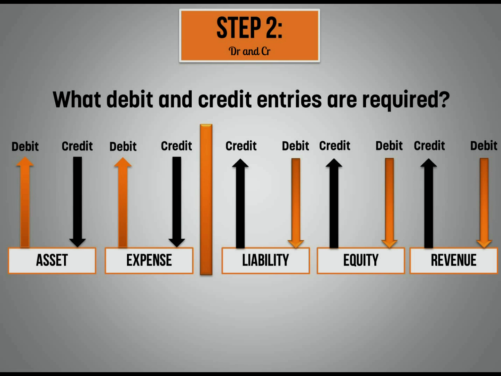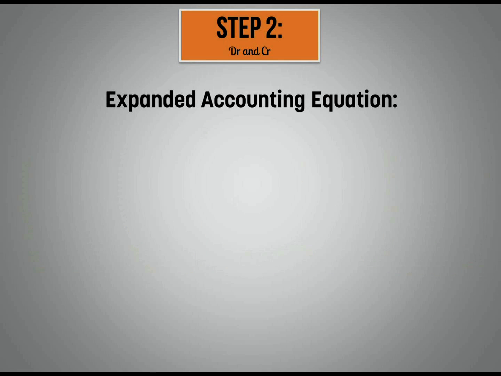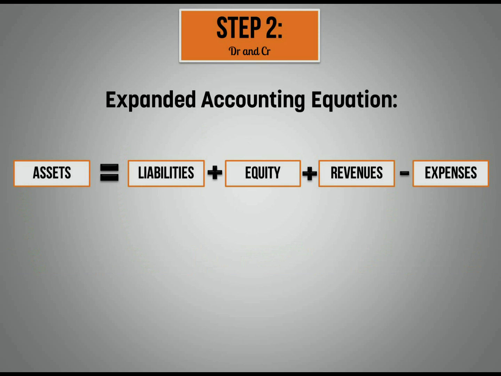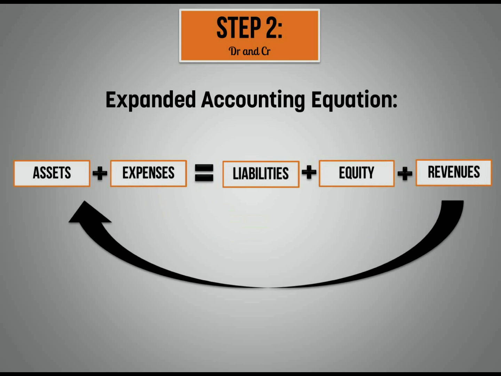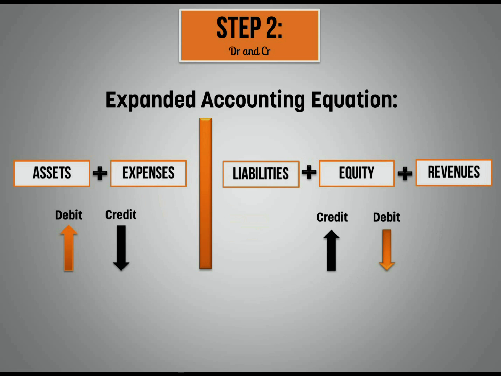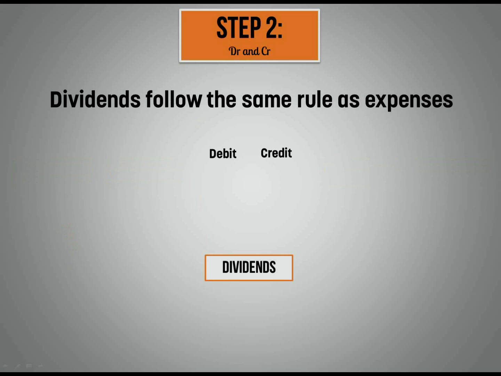This can be confusing to begin with, but one way to remember the difference is simply through the expanded accounting equation. Assets equals liabilities plus equity plus revenue minus expenses. This rearranges to assets plus expenses equals liabilities plus equity plus revenue. Here you can see that the left side follows the increase of debit rule and the right side follows the increase of credit rule. Dividends follow the same rules as expenses because as they both increase, the equity of the company decreases.